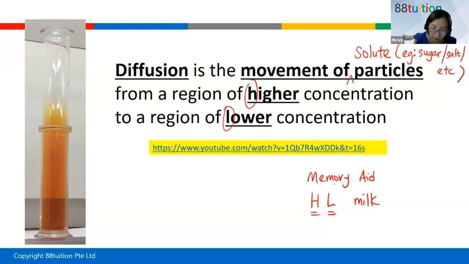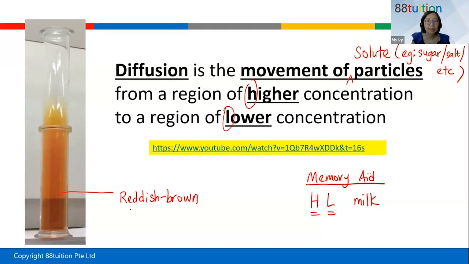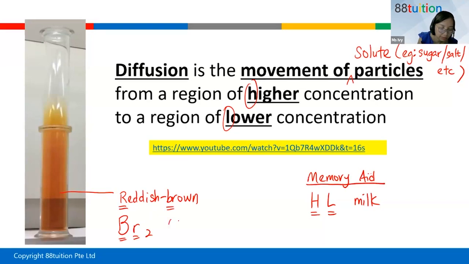Have you watched this video before? Can you tell me what this is? That is reddish brown in color. Can someone type into the chat if you remember what this reddish brown chemical is? Anyone? No one? Okay, so R and B, it's Br2, bromine. So this is reddish brown bromine vapor.